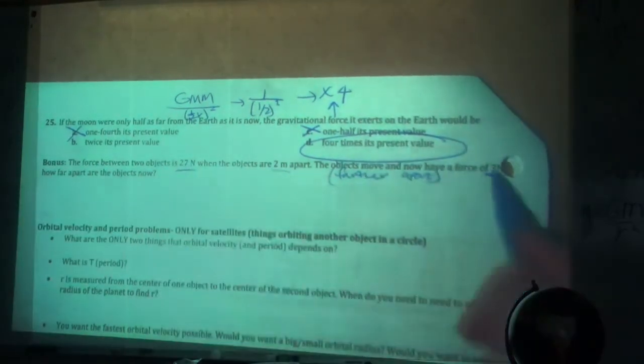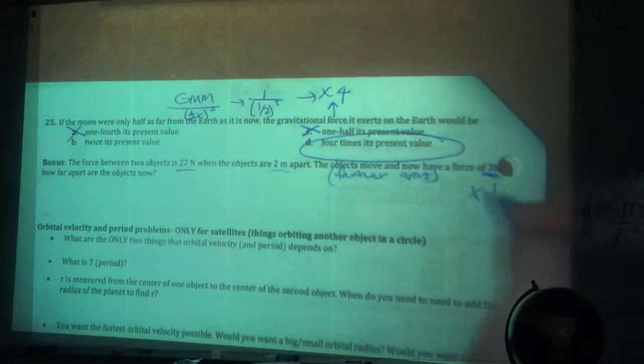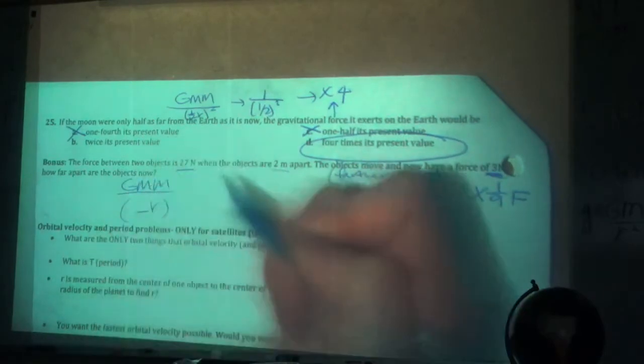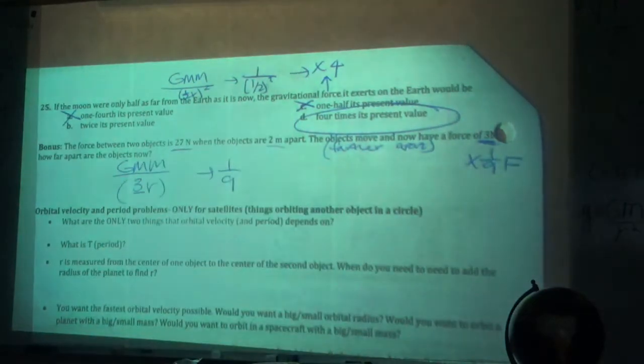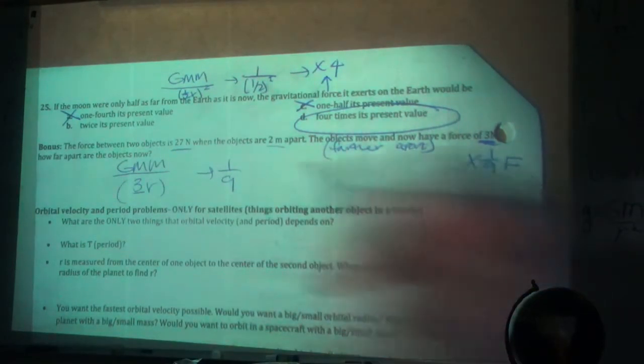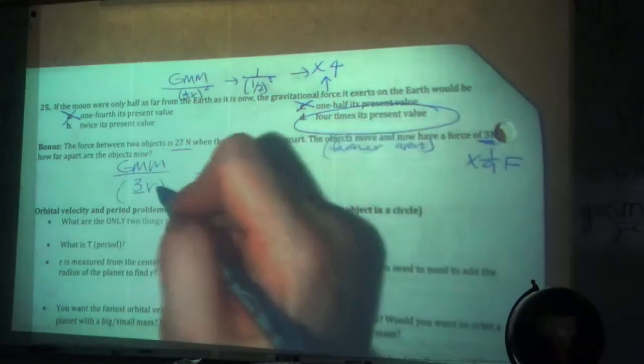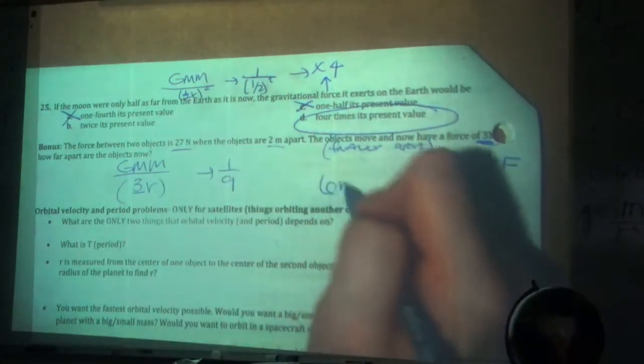Now 27 to 3 is you are 1/9ing the force. And I'm saying, what am I going to have to do to R if I keep the same masses, because it doesn't say anything about changing masses, and I want to end up with 1/9 the force. So you know you're going to need to triple the radius. If my old radius is 2, and I have to triple it, then my new radius should be 6 meters.